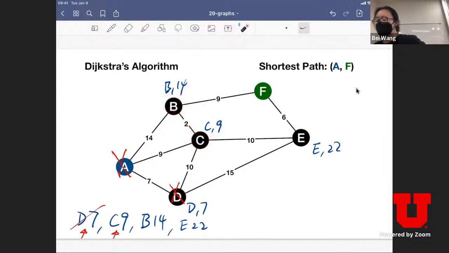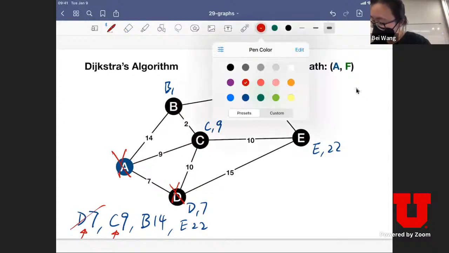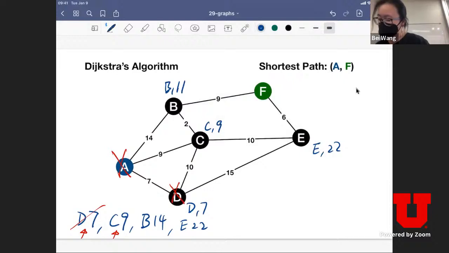So now this becomes interesting. When I go from C to B, the combined cost to go from A to C to B is 9 plus 2, which is 11. This is actually going to replace this node by a new weight, which is 11, and then it's going to replace this by 11. Okay? Now that takes care of this path.